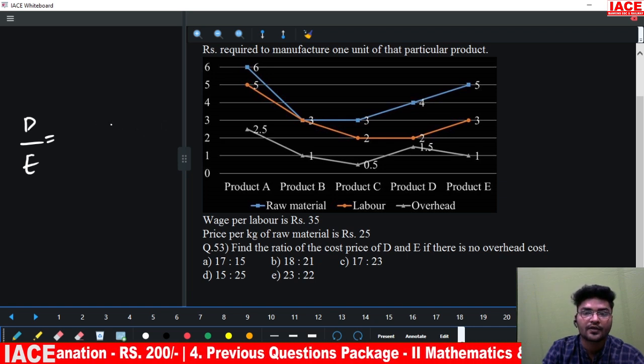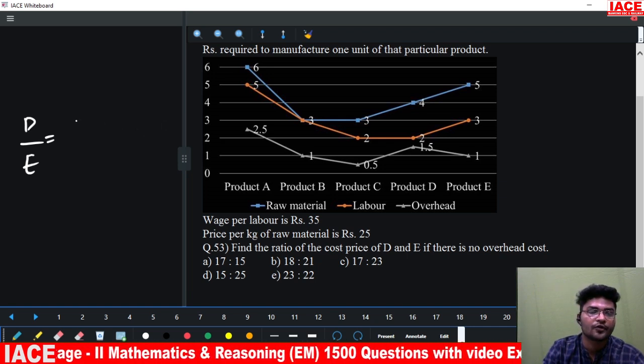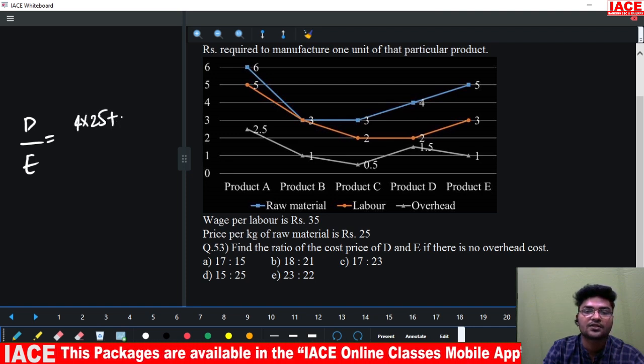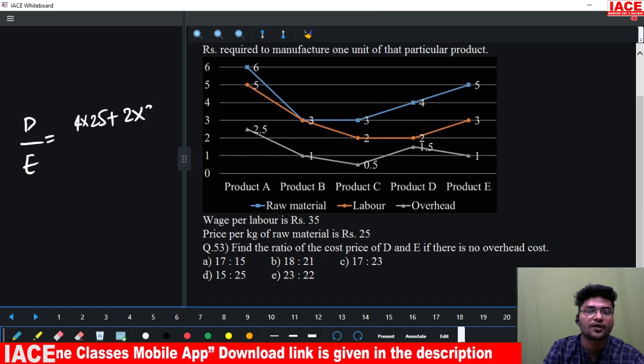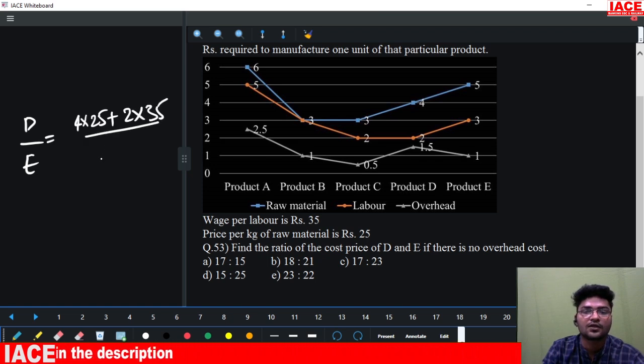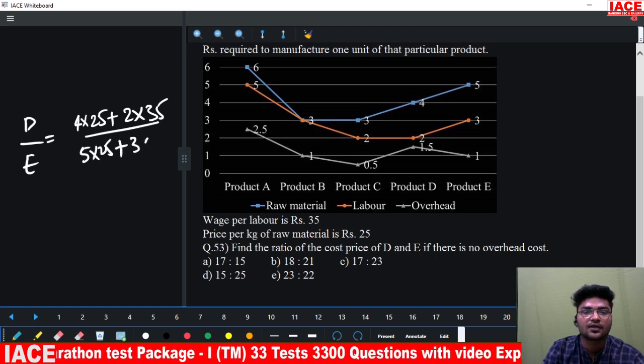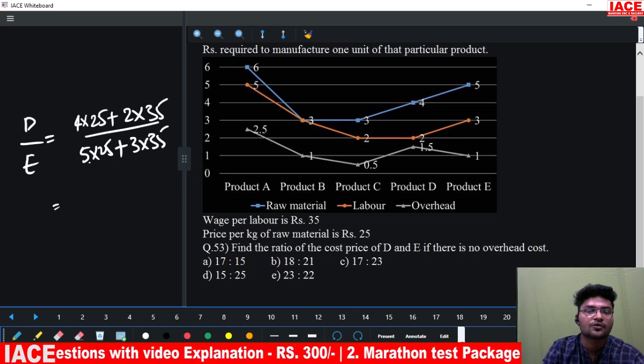Raw material is 4 kgs, so 4 into 25, plus labor is 2, so 2 into 35. What about E? Raw material is 5 kgs, so 5 into 25. Labor is 3, so 3 into 35. So first 100 plus 70.